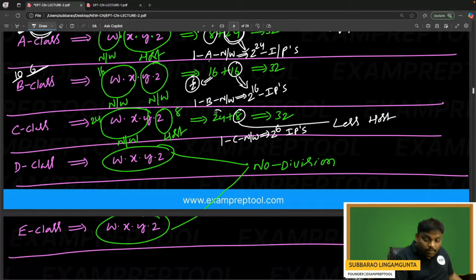But remember everyone, 24 bits for the network. Out of them, 3 bits are already fixed. Remaining 5 bits, so 2 power 5 networks possible in class C.